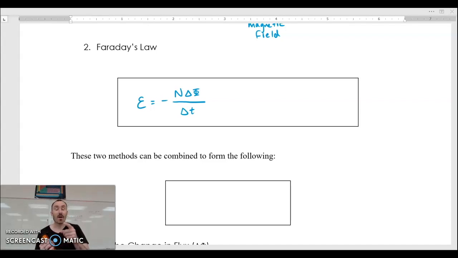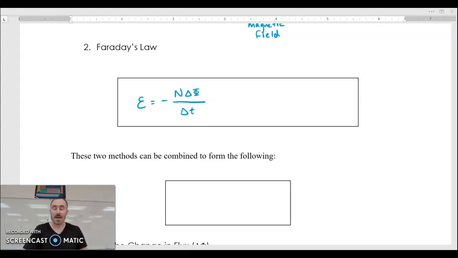So if we think about BA cosine theta, if you change B or A or theta, you're going to be changing the flux through the loop. And changing flux is really what produces an EMF. Okay? You can show that yourself in class using a galvanometer. It's hard to hold up here. It's a lot of stuff for me to juggle. So you'll have to check that out live in person.